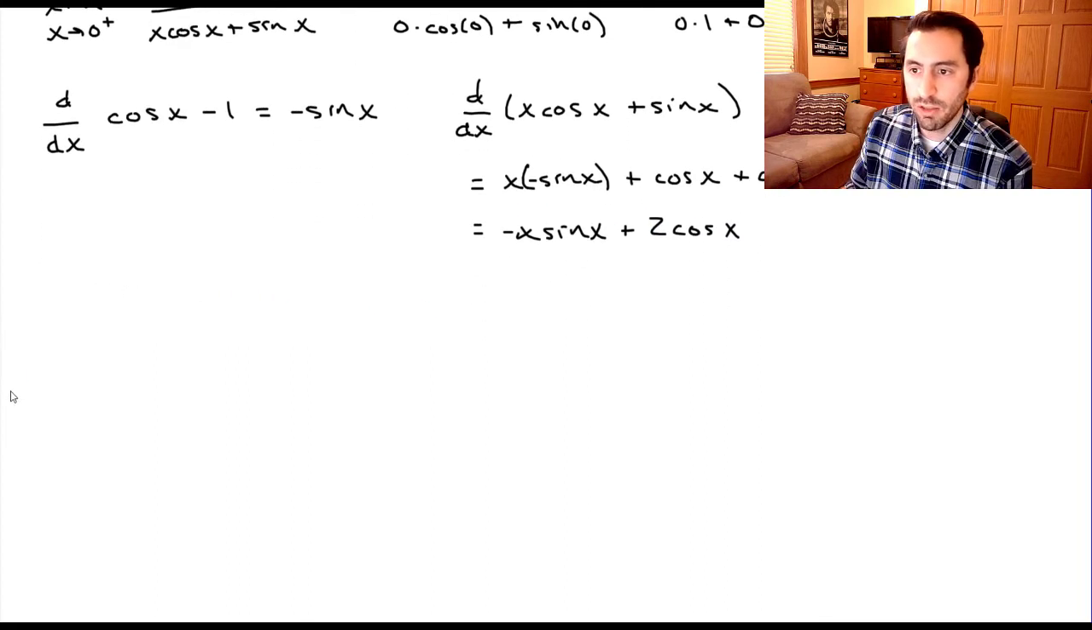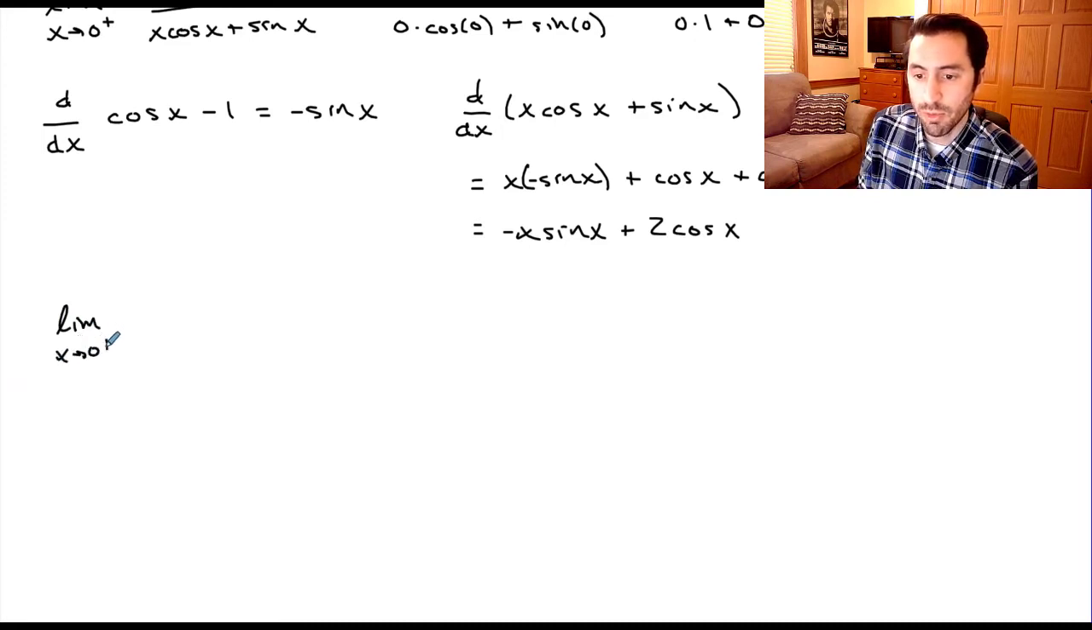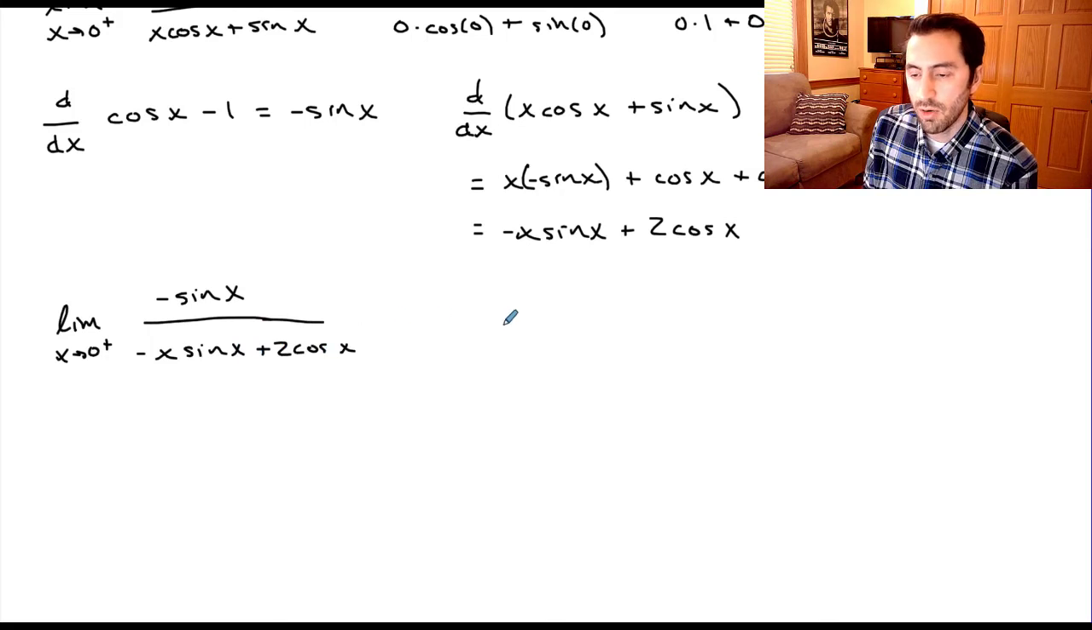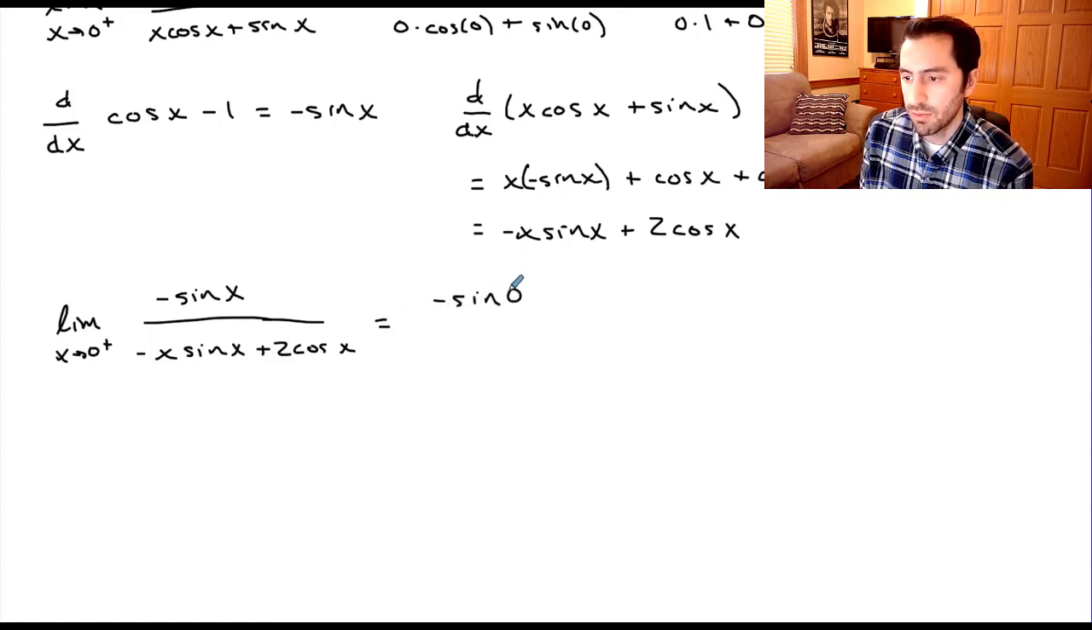So now rewriting our limit a second time, we have the limit as x approaches 0 from the right, and our numerator is going to be negative sine of x. And then in the denominator, we have negative x times the sine of x plus 2 cosine of x. And now hopefully this isn't in an indeterminate form anymore. So if we try to plug in 0, we have negative sine of 0. And then in the denominator, we have 0 times the sine of 0, and then plus 2 times the cosine of 0. So let's see what we get.